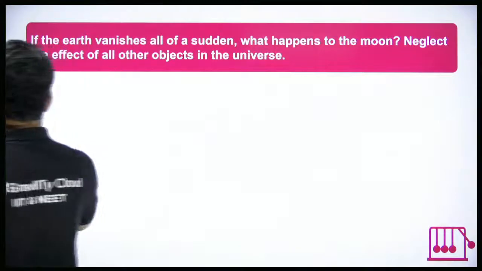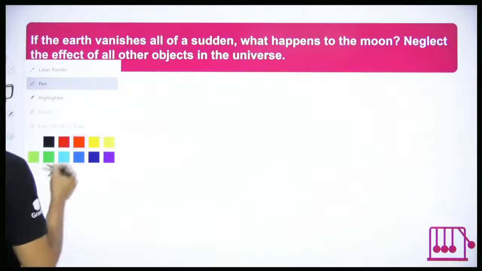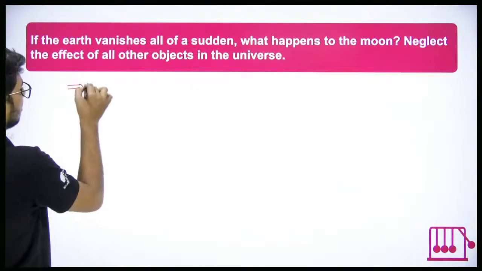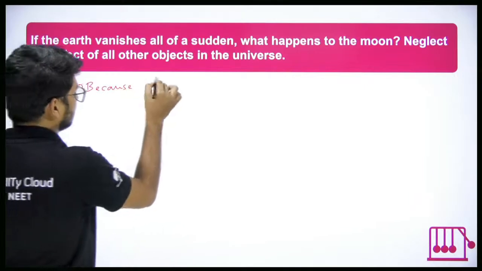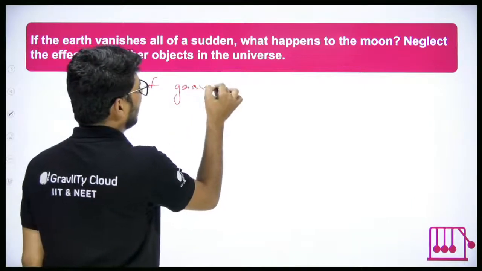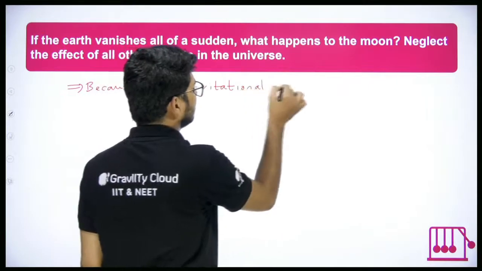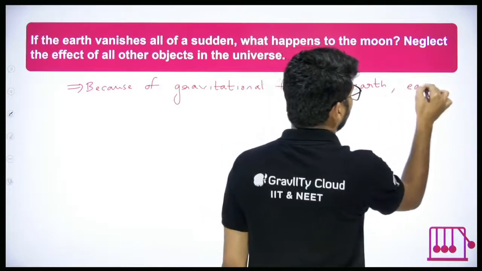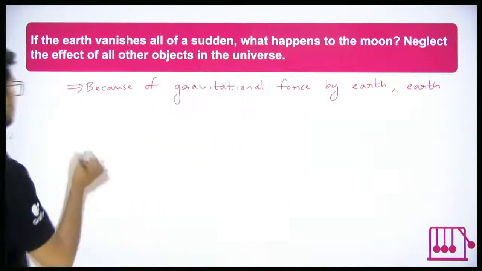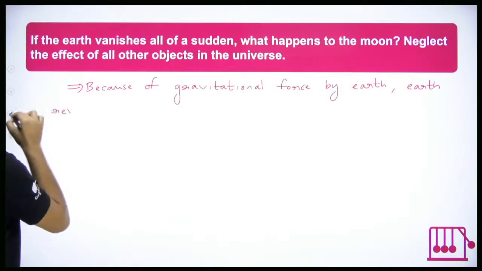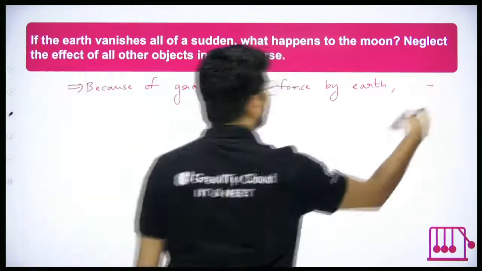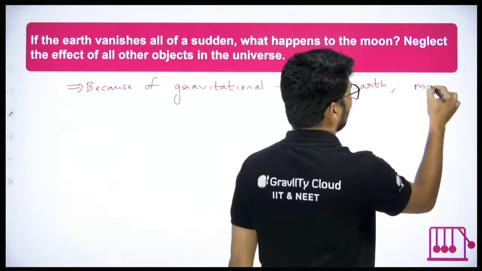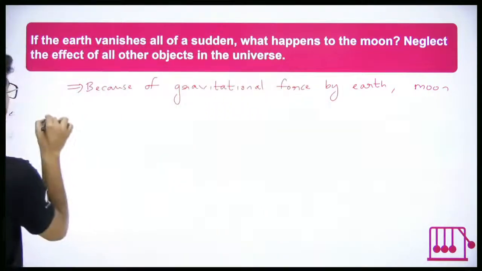So here we are saying earth vanishes. Now understand this. What is earth actually doing to moon? Because of the gravitational force of earth, moon revolves around the earth. Yes or no?